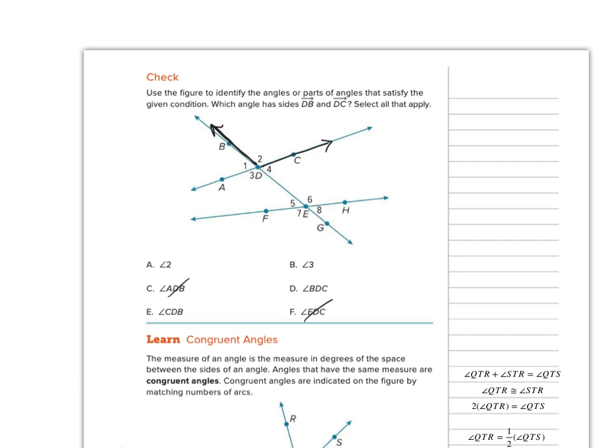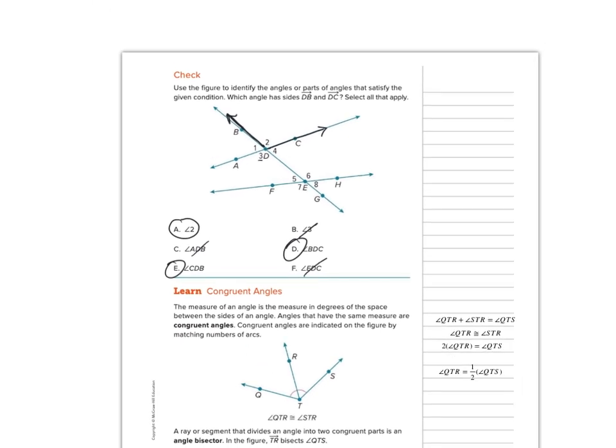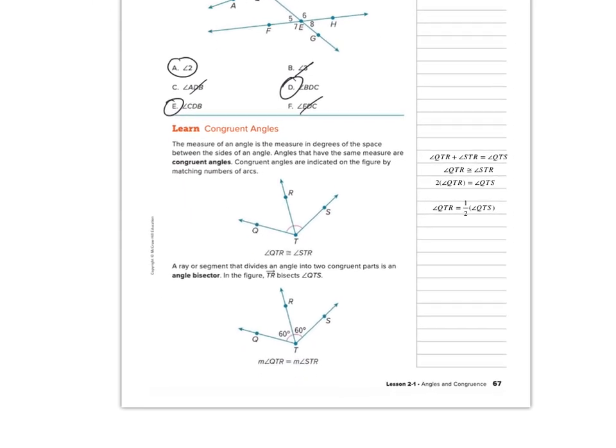I can look here and say angle 2 could also represent that. So that is an answer. And let's see here, angle 3. Angle 3 is over here, so that can't represent that. And then I have BDC. BDC, okay, that is a possibility. And then I have CDB. Both of those are possible. So there's 3 different ways that we could have named an angle with sides DB and DC. All right, so that is understanding those parts and definitions.